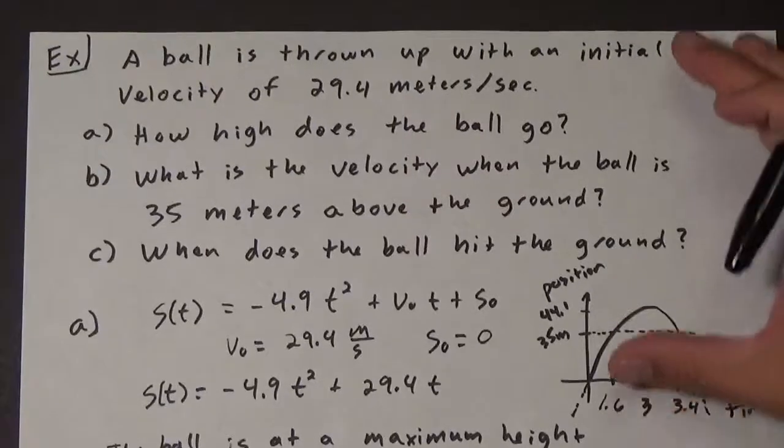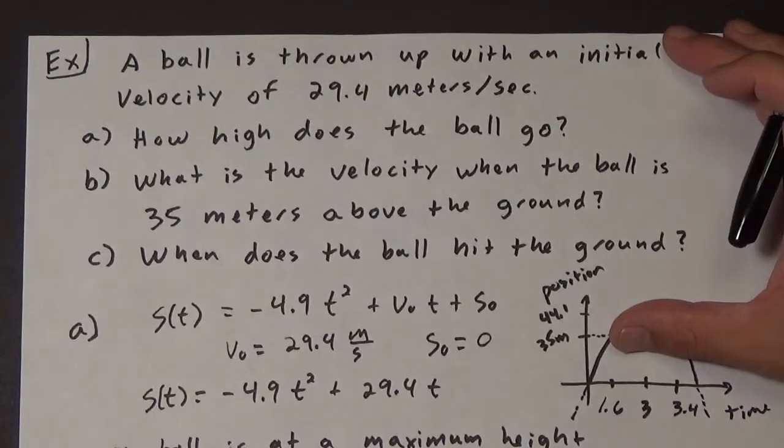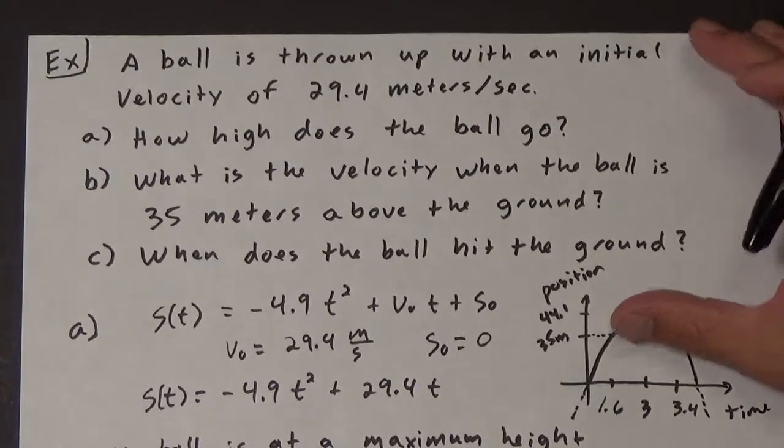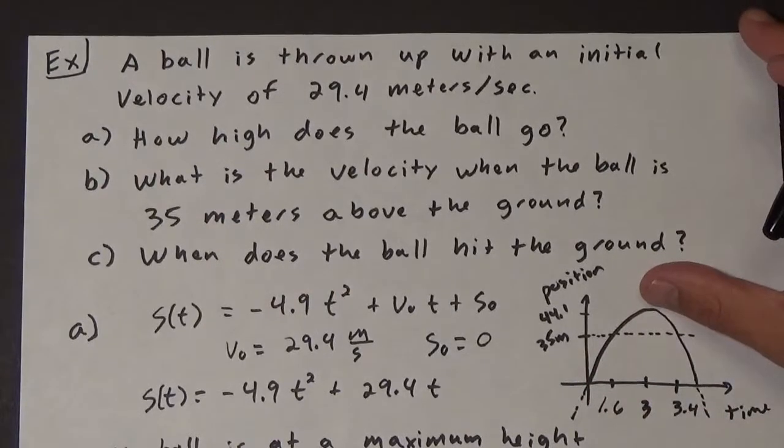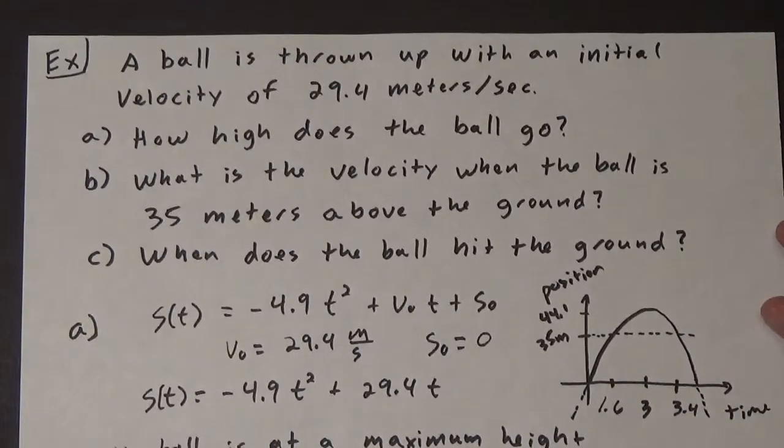So here's a good free-falling body problem. We threw a ball up in the air, it reaches a maximum height, comes back down, and we were able to find some information based on an equation that we created for the position.